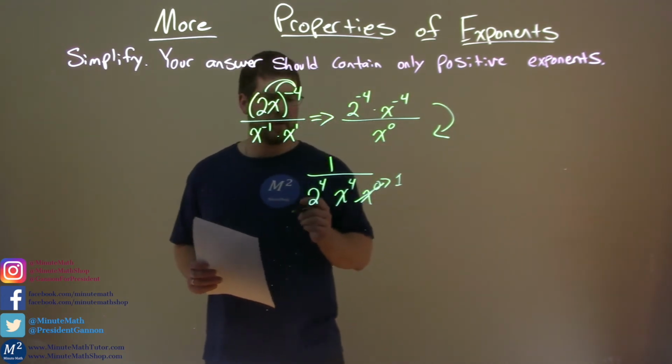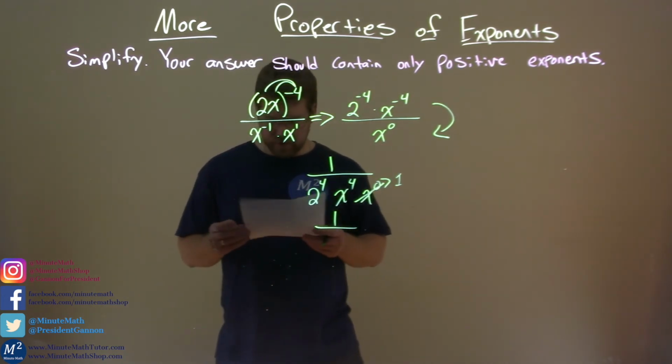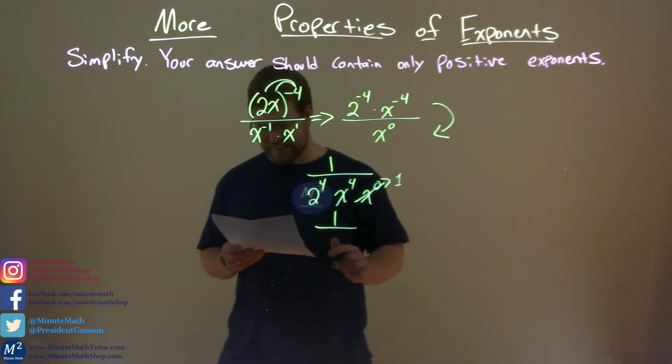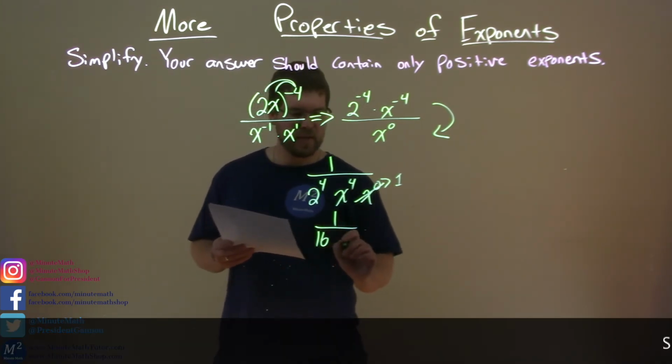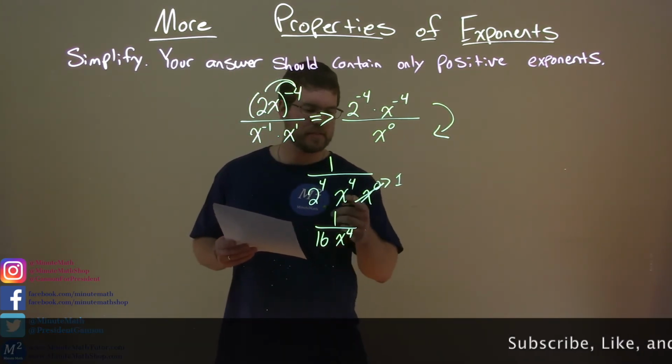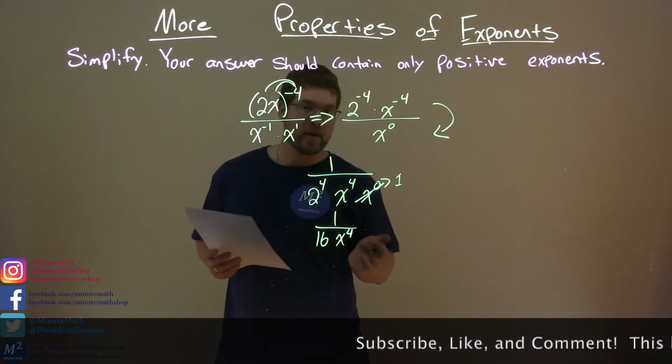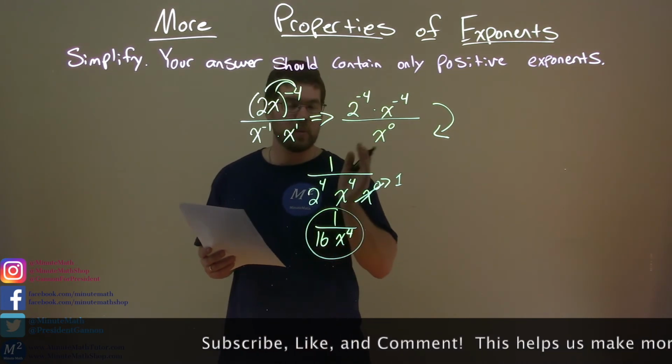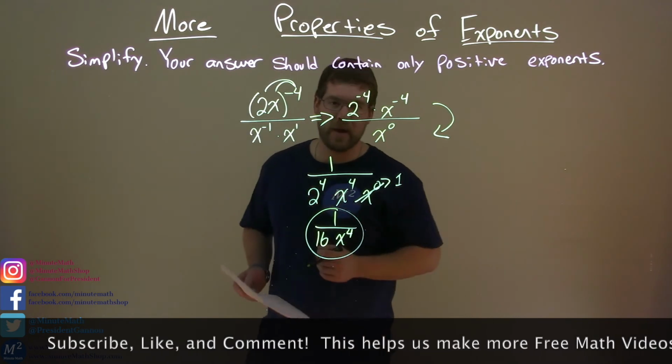And now let's keep simplifying. We have 1 over 2 to the 4th power. Well, 2 to the 4th power is 16. So we have 16 here. We have x to the 4th power, which is just what's left over. And then we're done. That is our final answer, 1 over 16x to the 4th power.